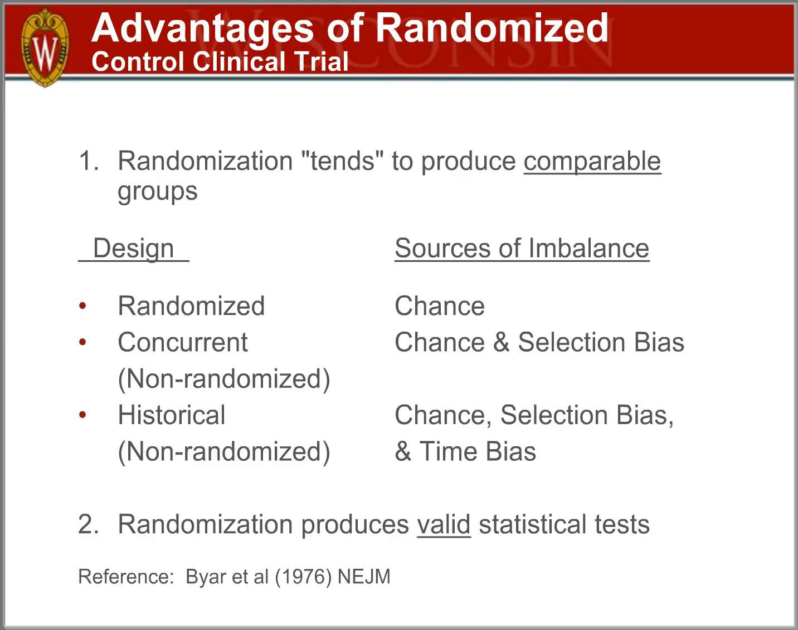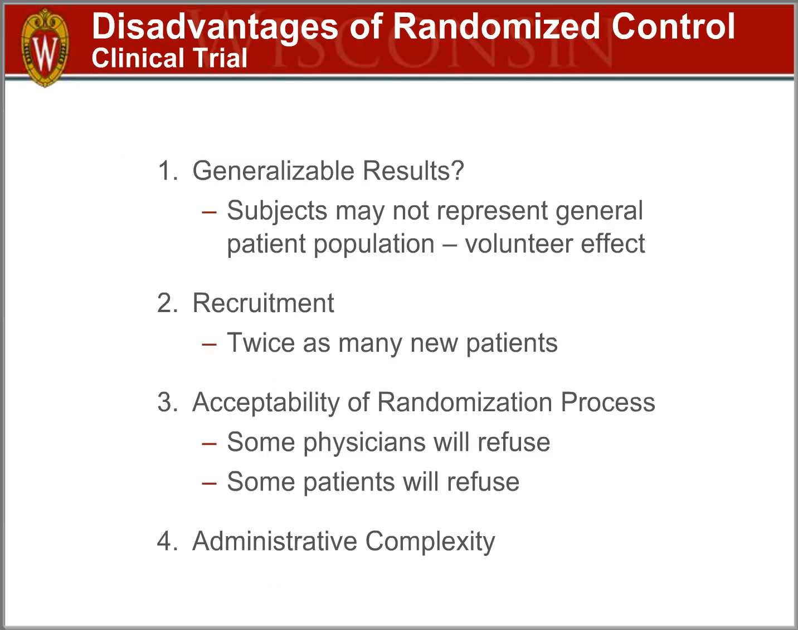A second benefit, often not appreciated, is that the randomization process produces valid statistical tests so that we don't have to make any assumptions about distributions and so forth. There are some disadvantages to the randomized control trial. The subjects may not represent the general population. There is the volunteer effect. You have to volunteer to be put into the randomized trial. It takes twice as many patients because you have a treatment group and a control group. And some people do not accept the randomization process and may choose not to enter into the trial, which is their right. And it does add some administrative complexity and overhead.